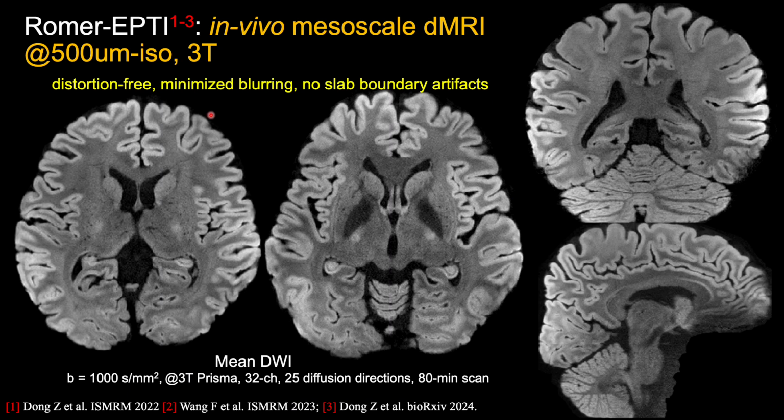Here are resultant images from Romer EPTI, which give you an example of what's possible using new acquisition techniques. This is an in vivo mesoscale diffusion MRI at 500 micron isotropic resolution at 3T. You can see the high image quality that is distortion-free with minimized blurring or artifact. And you can see the spatial details and the fine scale structures revealed in these images.